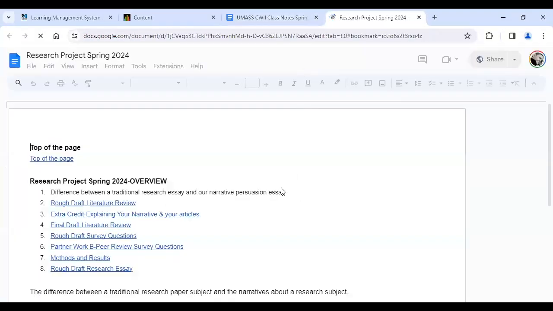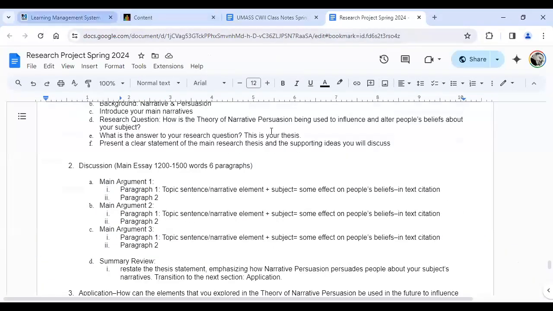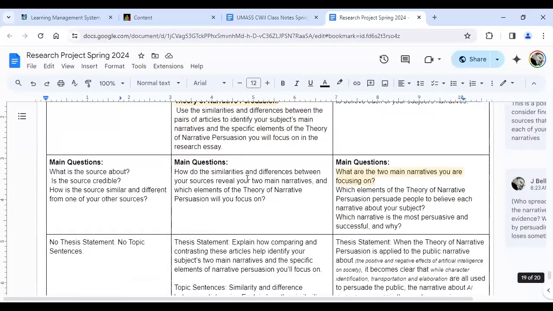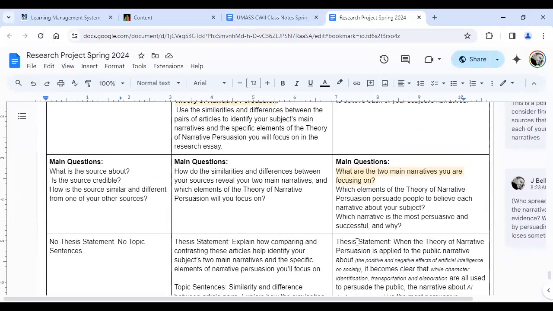So what are the elements that persuade people for each of the narratives, and then which one's more successful and all of that. So they're different things, and the problem is they can blend together because this has a summary and all that stuff. So I'm trying to make them very distinct.